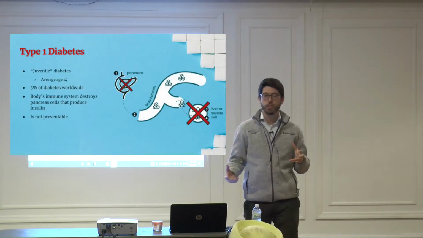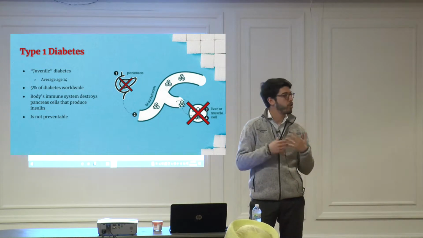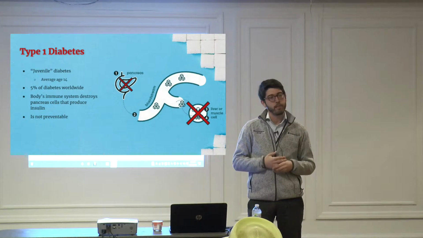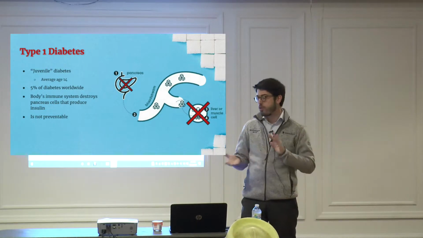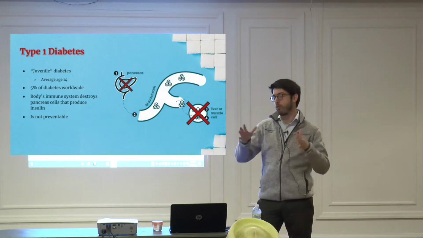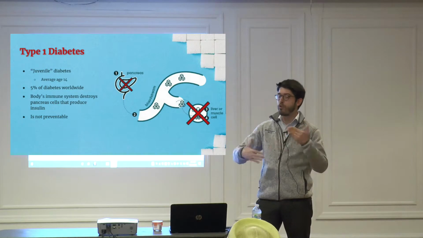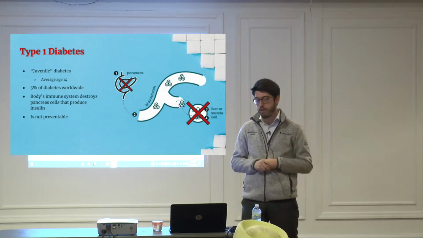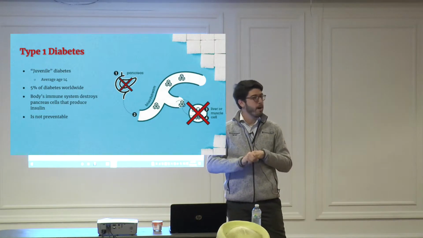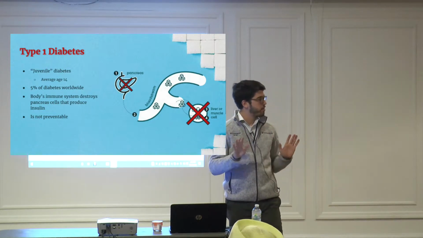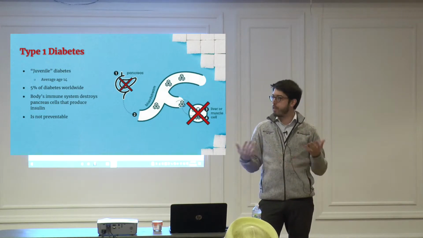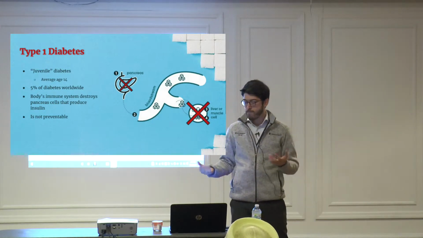So what is the first type? This is sometimes called youth onset or juvenile onset diabetes. Usually it starts at birth, but really people start noticing it around the teenage years, age 13, 14, somewhere in there. It's about 5% of the diabetes around the world, this type 1 diabetes. So it's not the most common type, but it's not extremely rare.